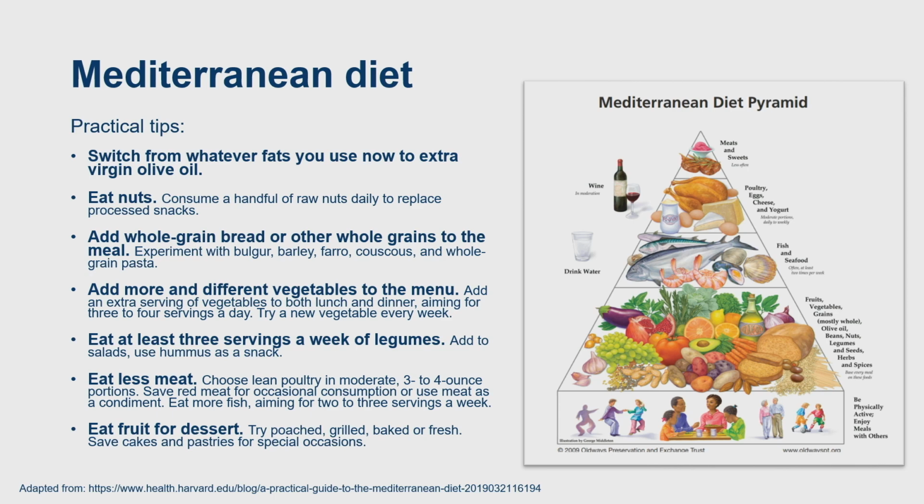Have lots and different vegetables, at least 3 servings a week of legumes. Less meat, so as I mentioned, save red meat for occasional consumption or use as a condiment, so a few pieces of meat with mostly a plant protein-based meal. Have more fish, 2 to 3 servings a week, and avoid or limit things like cakes and pastries and keep those for special occasions, and have fruit for dessert more often.